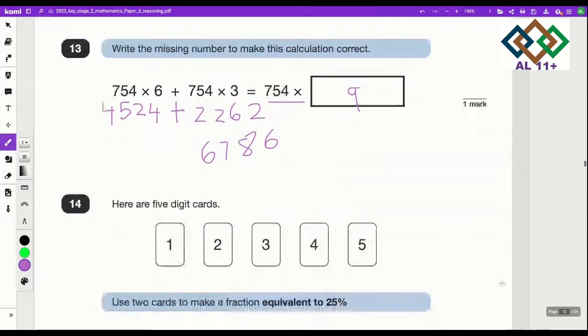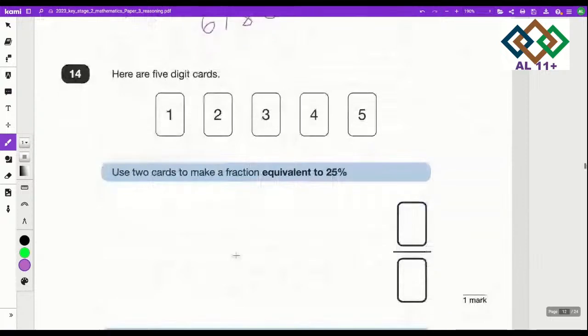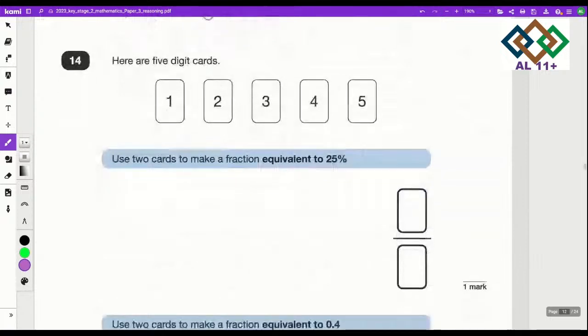So now here you have 5-digit cards, and you have to use 2 cards to make a fraction that is equivalent to 25%. So which 2 cards do you think you will use? Remember, you have to make 25%. So 25% of something gives you something. So what do you think it would be? What would your answer be for this one?